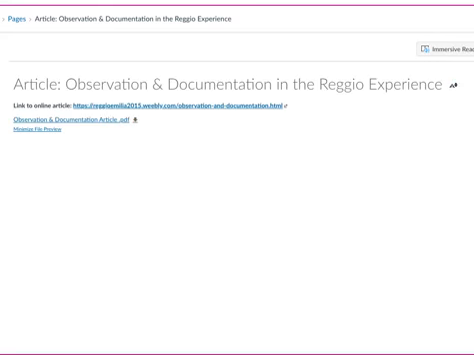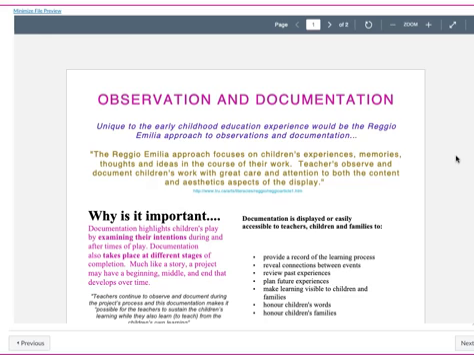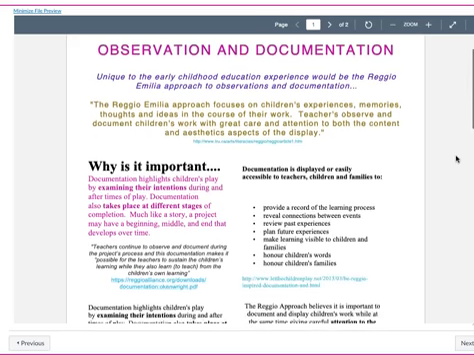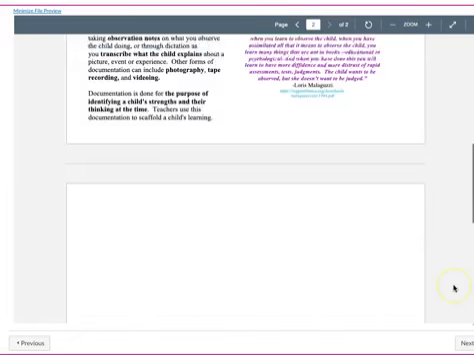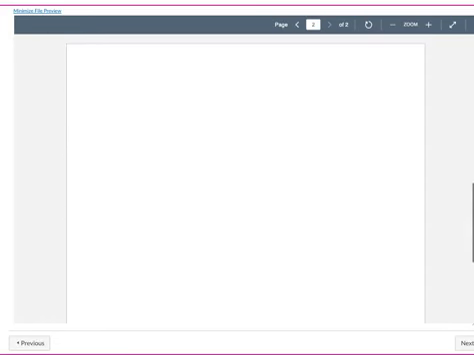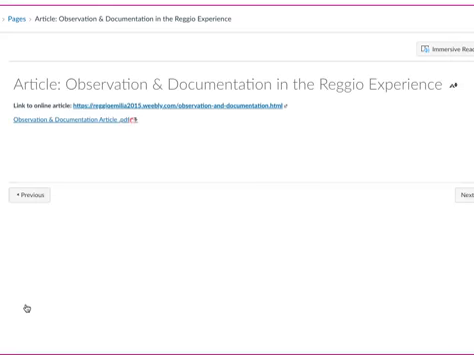Then I have a little article, which I know I have posted before, but just another great visual representation of what observation and documentation is. And I'm sorry that it's not loading fully. Oh, it might actually only be 1 page. Oh, and this is your webbing portfolio assignment, but I will create a whole separate video for that.